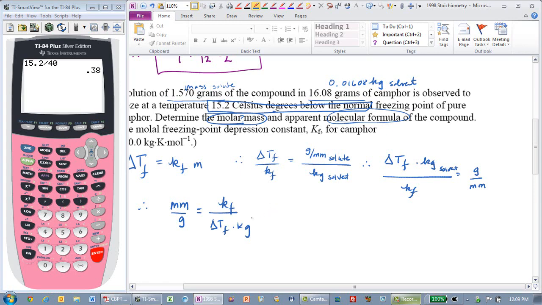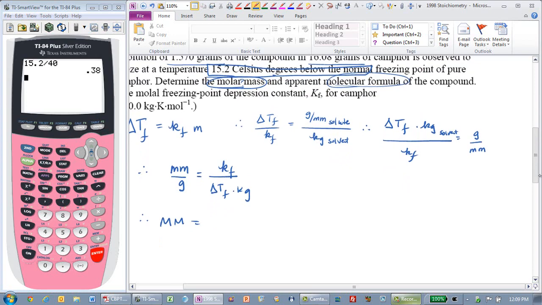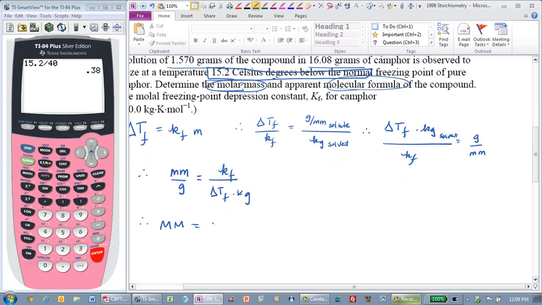All right, so I can go on to say then, if I want molar mass, because isn't that what I'm after here? Determine the molar mass. So molar mass is now equal to, multiply both sides by G, Kf times the grams over delta TF kilograms, and I should have put solvent and solute just to keep you honest here. So let the plugging and chugging begin.